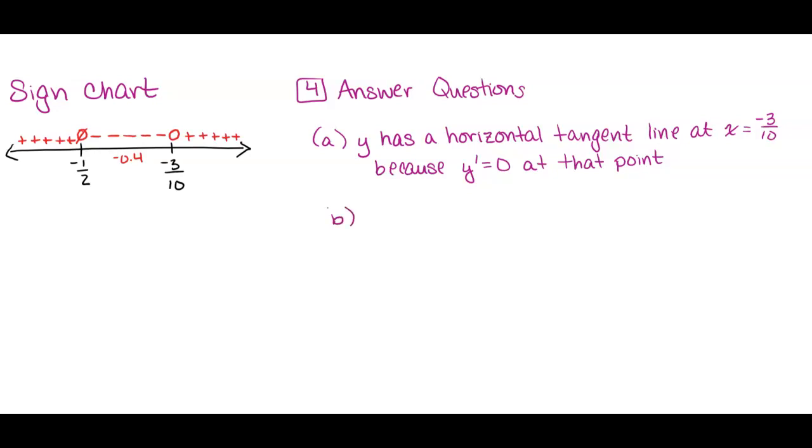Part B says name the places where the function is increasing and decreasing. And so we're going to say anywhere the first derivative is positive, that's increasing. Anywhere the first derivative is negative, that's decreasing. So we can see it right here on the sign chart. And then we'll write that up.